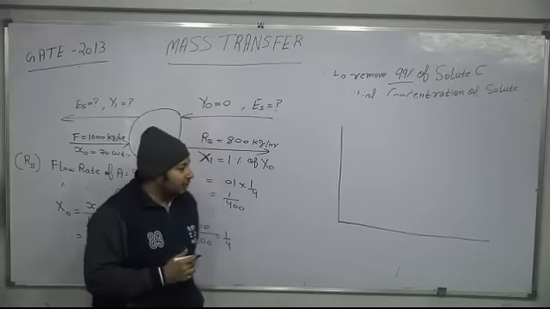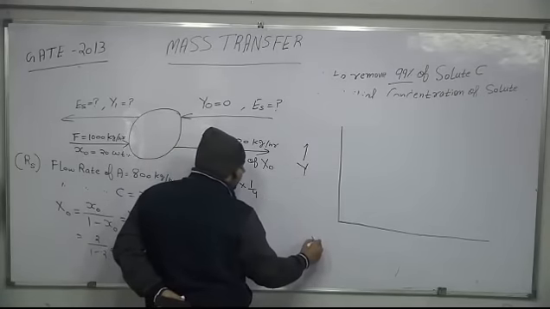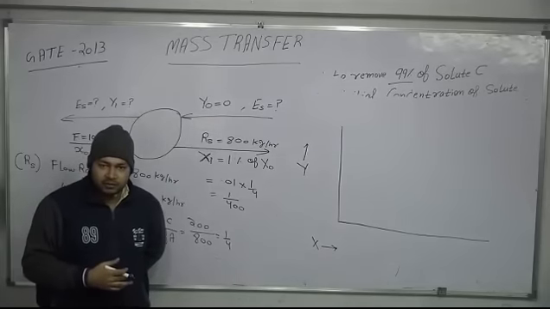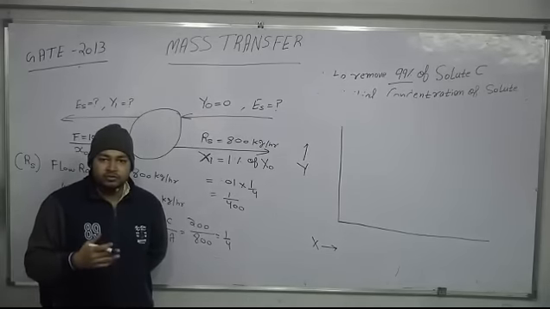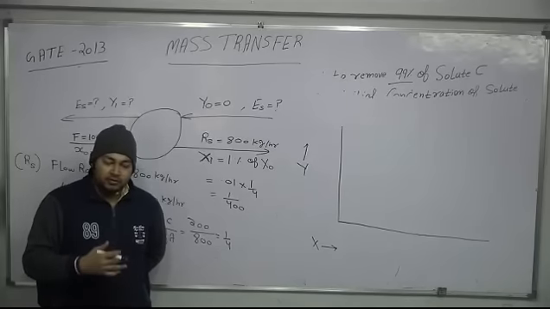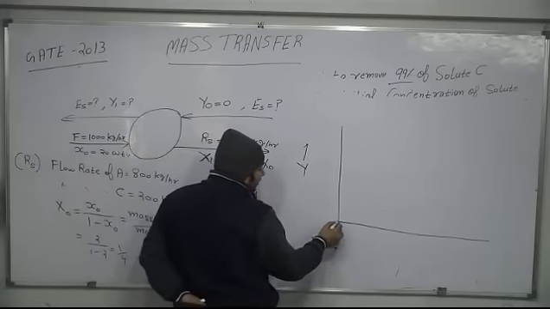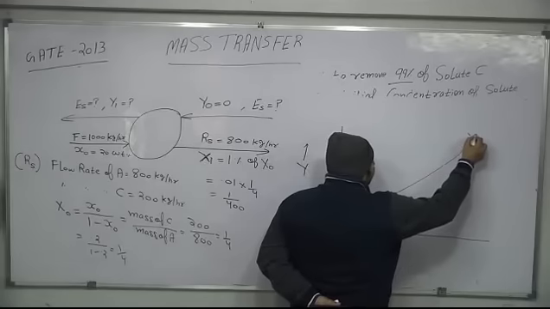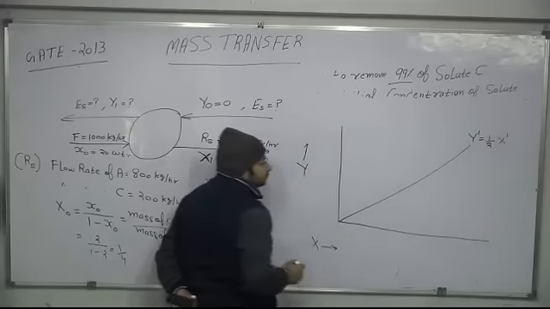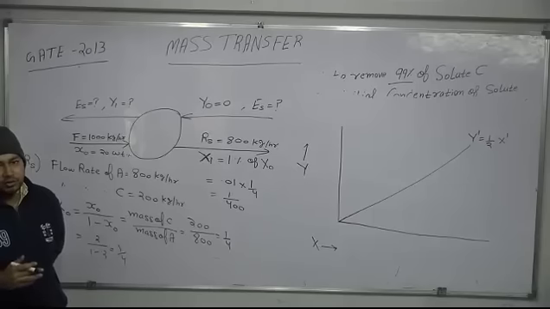So the equilibrium curve is between Y and X. The equilibrium relationship given to us is Y equals 2X, that we convert because of our general notations as Y dash is equal to half X dash. So let us draw that equilibrium line, which is Y dash is equal to half X dash. This is the equilibrium curve for us, and now I need to draw the operating line.